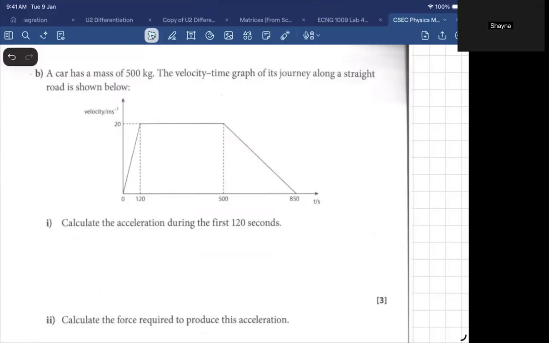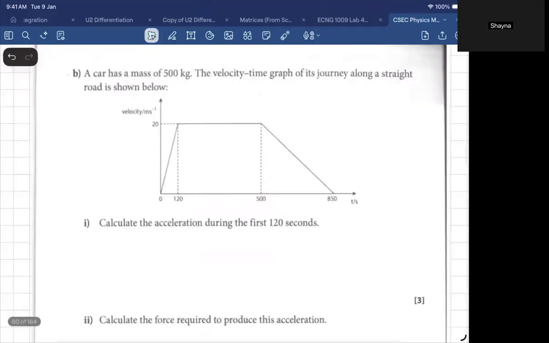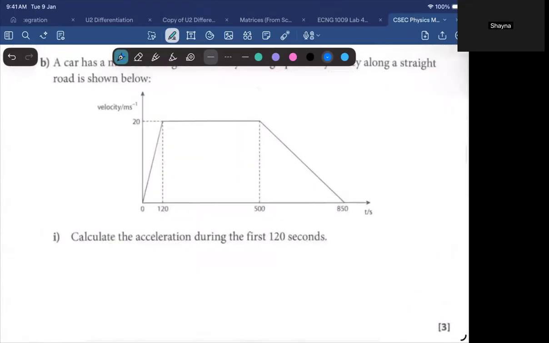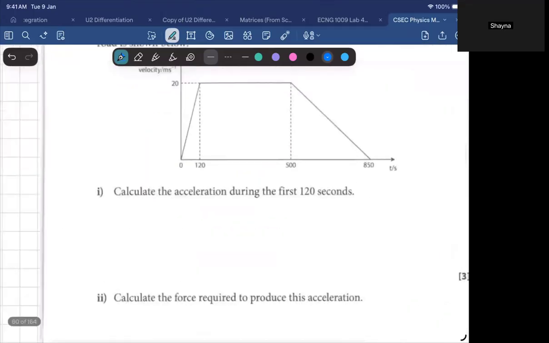So give the question a read. A car has a mass of 500 kg. The velocity time graph of its journey along a straight road is shown below. Calculate the acceleration during the first 120 seconds. Calculate the force required. Okay, we'll do part one first.